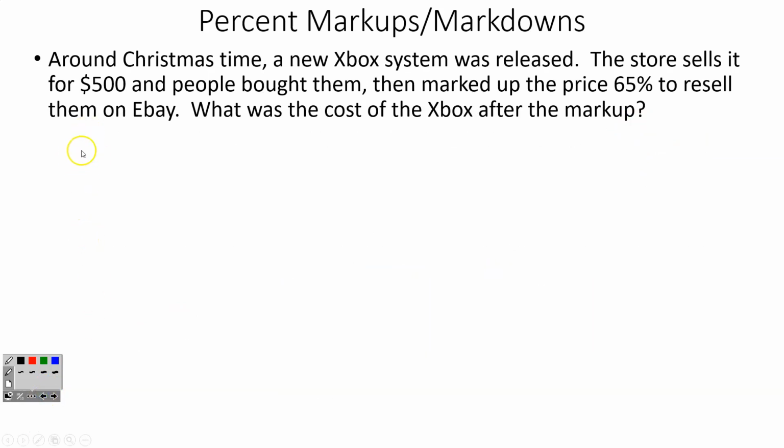So our next one, I already showed you the answer, but that's okay. Around Christmas time, a new Xbox system was released. The store sells it for $500, and people bought them, marked up the price 65% to resell them on eBay. What's the cost of the Xbox after the markup? So we do our X over 500 equals our percent over 100. I'm going to do 65 times 500 divided by 100, and I get an answer of 325.